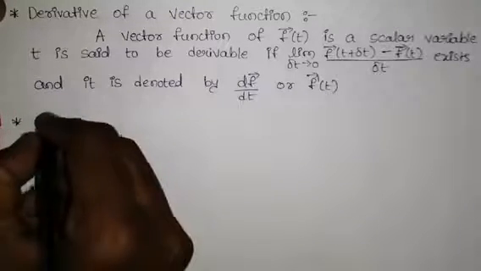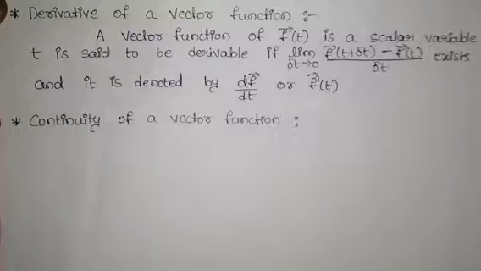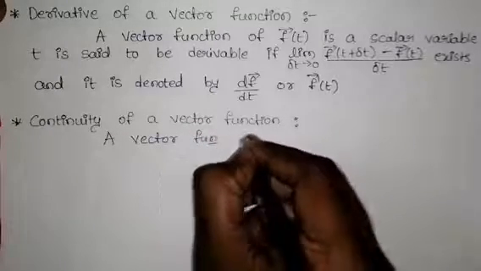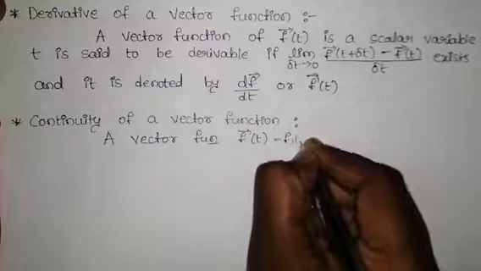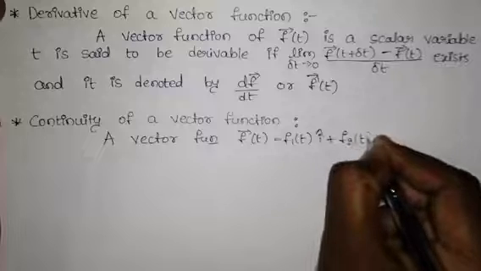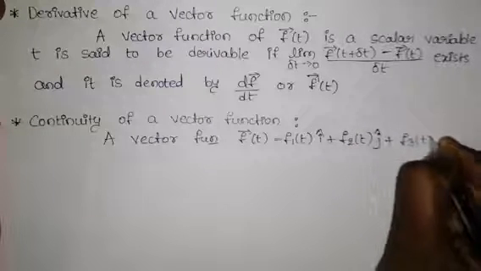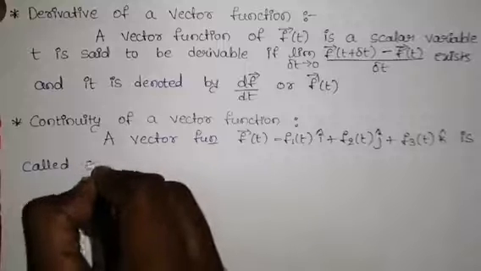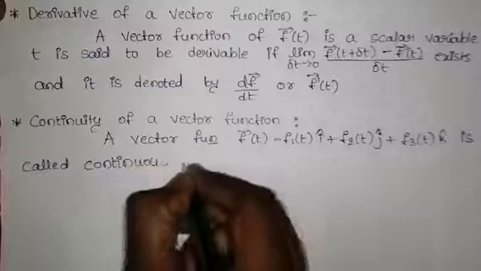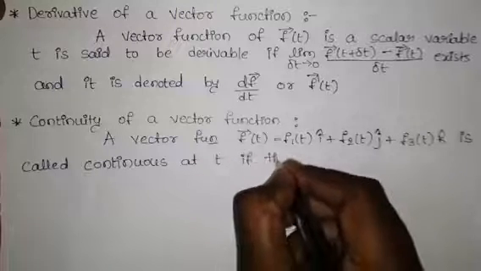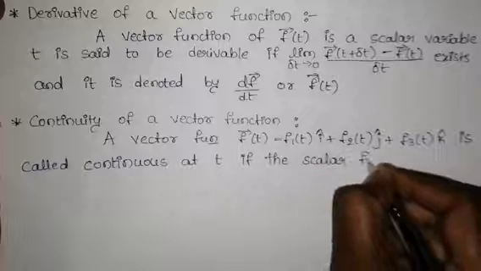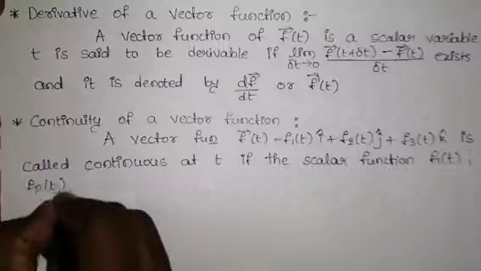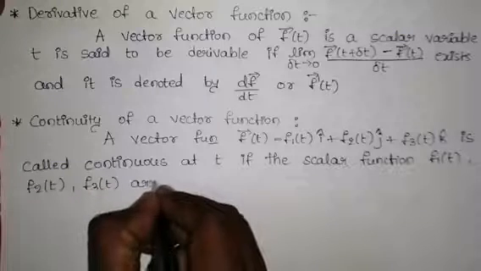Next, we will discuss continuity of a vector function. Continuity of a vector function can be defined as: a vector function f(t) = f1(t) i cap + f2(t) j cap + f3(t) k cap is called continuous at t if the scalar functions f1(t), f2(t) and f3(t) are continuous at t.